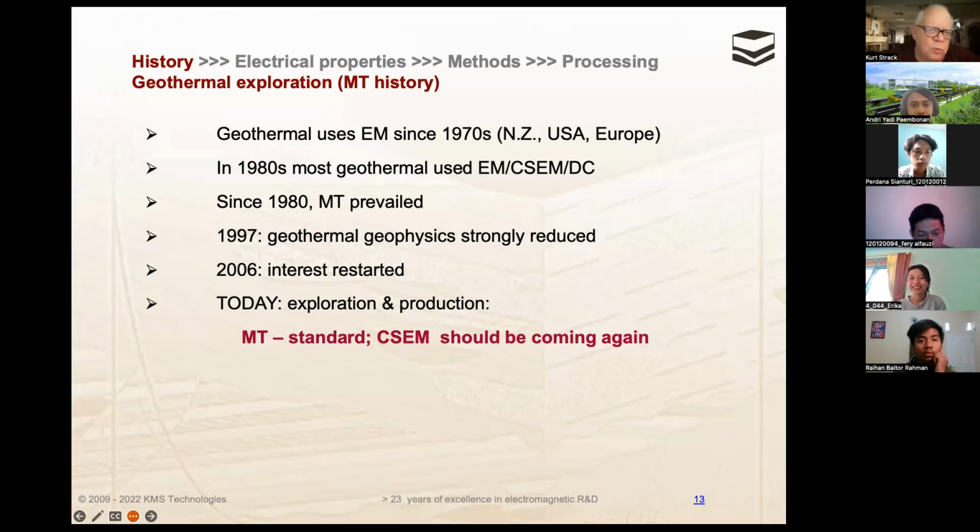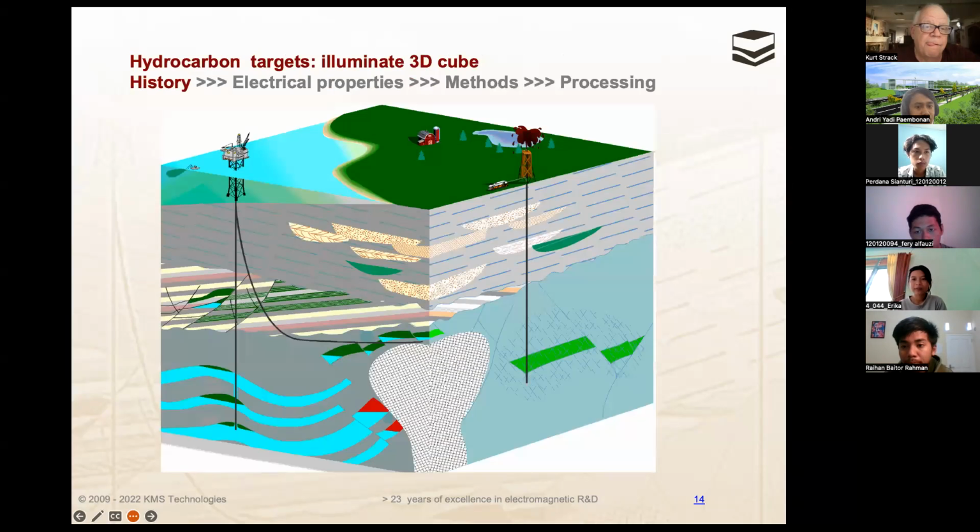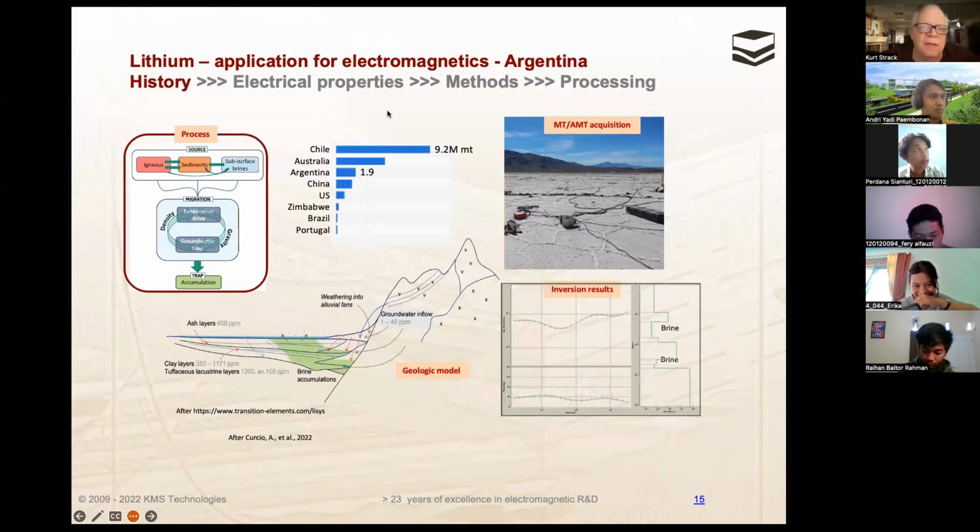CSEM is now starting to be used. Magnetotellurics is the standard. Now for hydrocarbon applications, in this slide, we have the high value targets. Of course, subsalt is very important, but also in combination with directional drilling. And with directional drilling, you want to know where the oil is and where the water is, but also in production monitoring, when you are producing a well and you are sucking out the water to higher and then start producing water. And there are many different methods used.